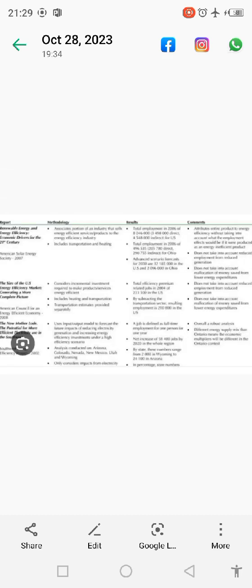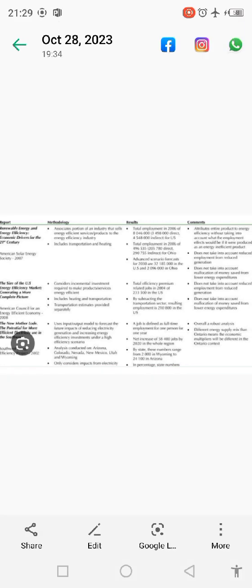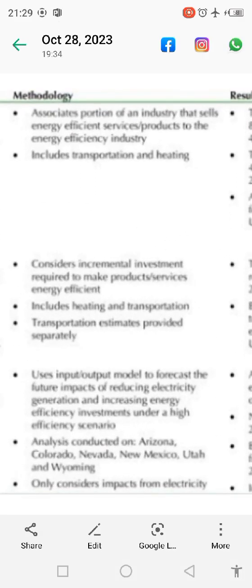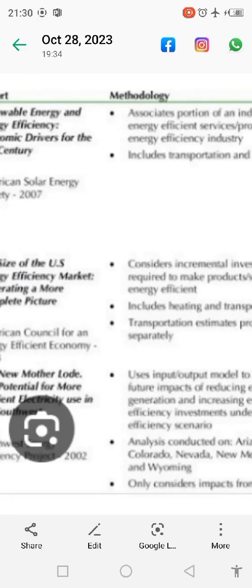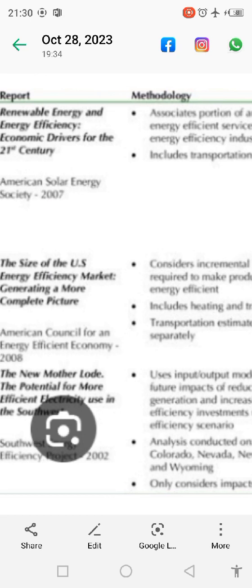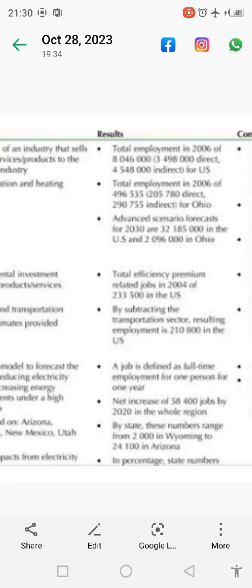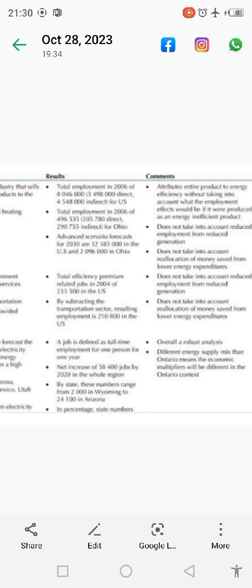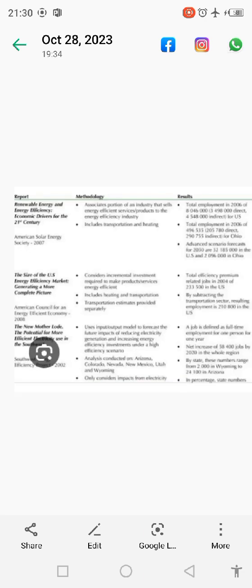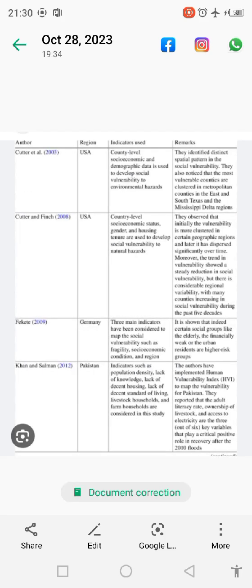This is another example of a literature map. Another example entirely of a literature map. And what can we see here? Let me zoom so that we can see very well. Sorry. What can we see here? This consists of a report, methodology, review, results, comments. The comment is the same thing as the remark that we saw here.